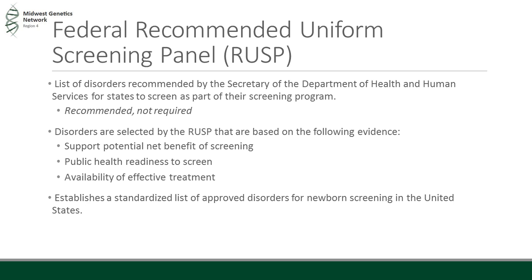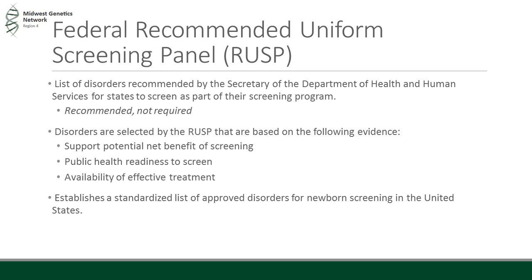So in 2006, in an effort to provide uniformity to state programs, the American College of Medical Genetics, as well as the Health Resources and Services Administration, identified a list of disorders for which all state screening programs should screen. This group also outlined a process of standardization and evaluation guidelines for future additions to state screening panels. The list of disorders recommended at the federal level for inclusion on state newborn screening panels is known as the RUSP, or the Recommended Uniform Screening Panel.